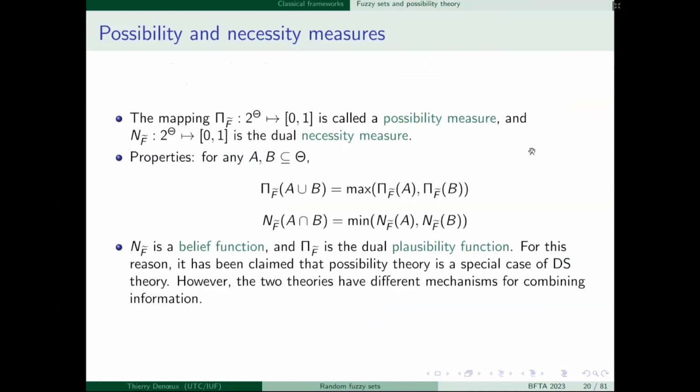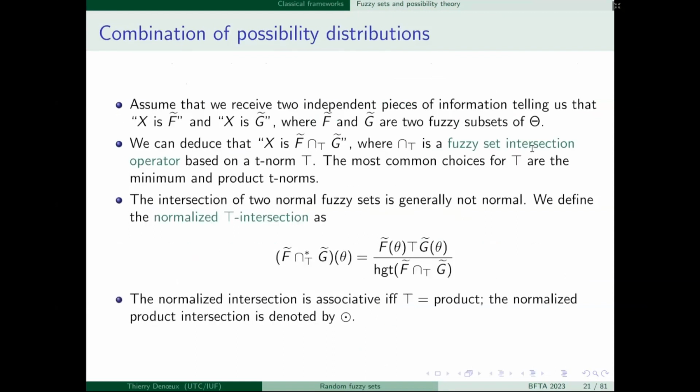And here we have to be careful because for this reason, it has sometimes been claimed that possibility theory is like a special case of Dempster-Shafer theory. Okay? But we have to be careful, this is not true actually, because the two theories have different mechanisms for combining information. If you take two possibility distributions and you combine them by Dempster's rule, it is no longer a possibility distribution because it's no longer consonant. Dempster's rule does not preserve consonance. So for a theory of possibility measures, the combination operators cannot be Dempster's rule. It has to be something else.